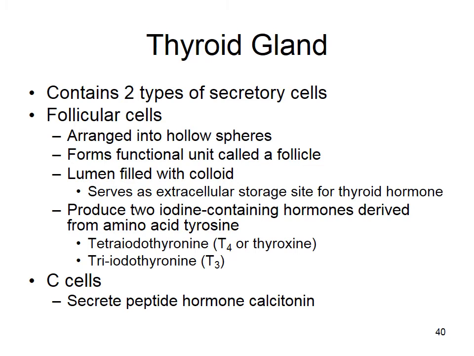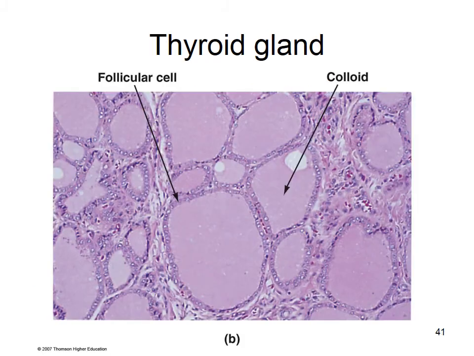The other type of cell are called C cells, right? And they make and secrete calcitonin, which is a peptide hormone. Okay, so they make it, store it in vesicles, and then release it by exocytosis. And calcitonin regulates calcium balance. Okay, so here we have an actual micrograph of the thyroid gland. Here are those follicular cells that are surrounding the colloid. Okay, and the colloid is the storage site for thyroid hormone.